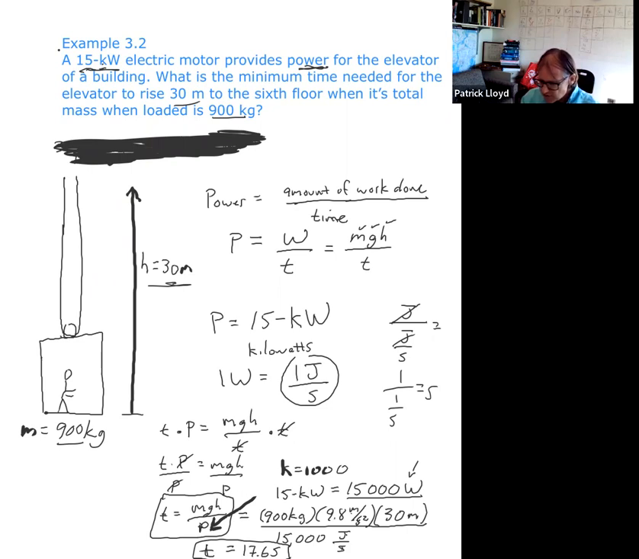Okay, so 17.6. So with this one, you might want to review again that a kilogram meters squared per second squared is the same thing as a joule, which is the same thing as a Newton meter. And then a watt is equal to a joule divided by a second. It's the amount of work being done per unit time.